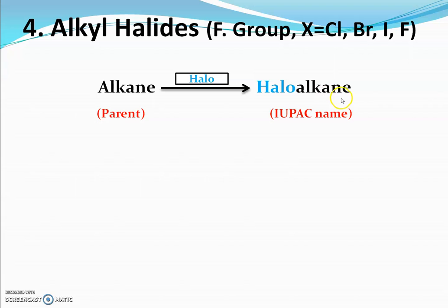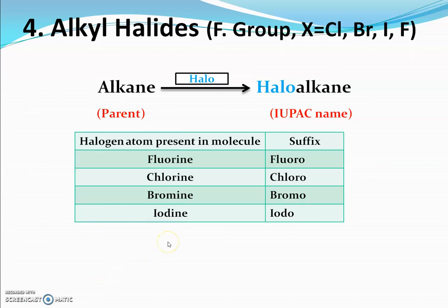This system is different from alcohols, carboxylic acids and aldehydes, as there are four halogen atoms: fluorine, chlorine, bromine and iodine. When these atoms are present in an alkyl halide molecule, for fluorine you use the prefix fluoro, for chlorine you use chloro, for bromine again we use bromo, and for iodine we use iodo.